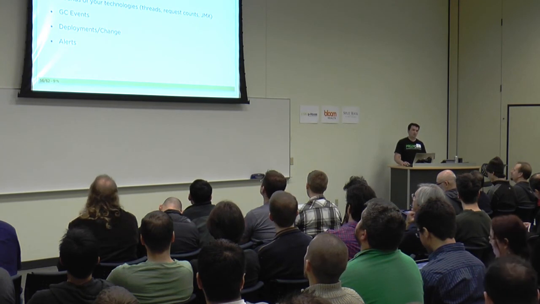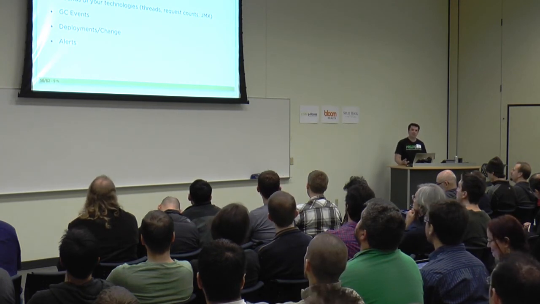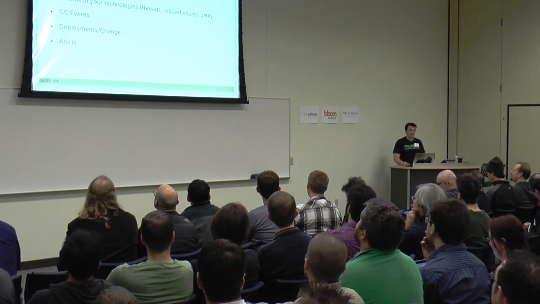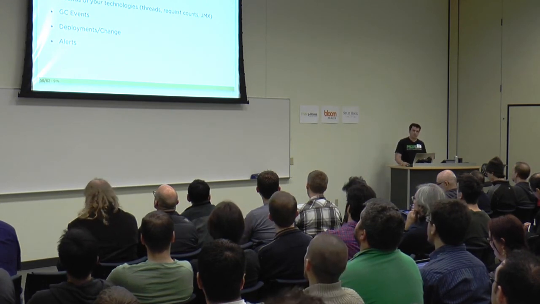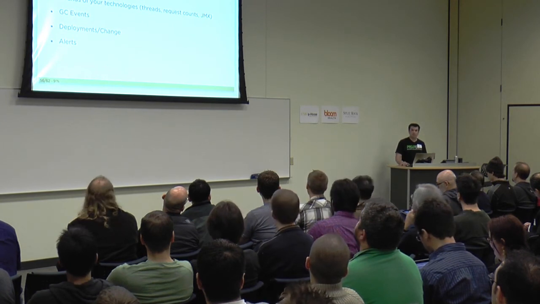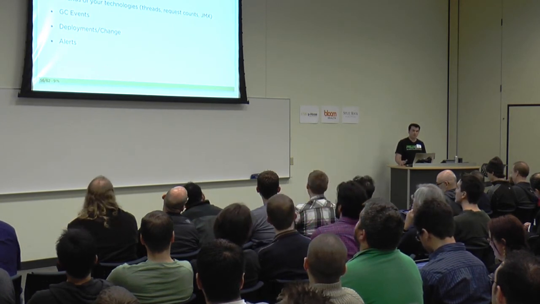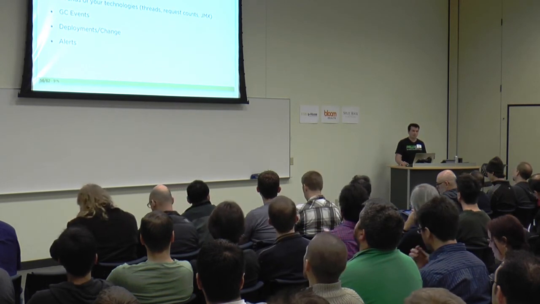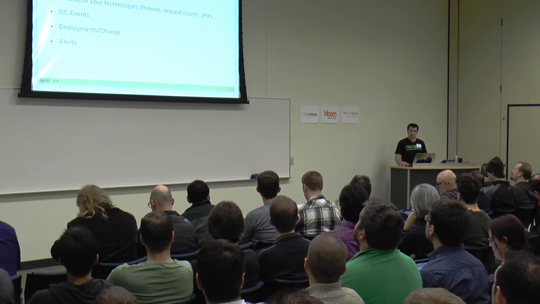So GC events, this is highly overlooked. Make sure you're logging your GC events, picking it up, understanding when it's happening. It's usually one of those things where somebody's like, yeah, I don't know why it slowed down. Go look at your GC if you're using something that actually does garbage collection, which most of the stuff does. Erlang, Ruby, Java, they all do garbage collection.